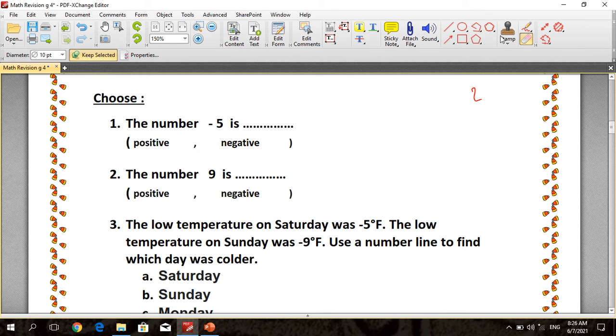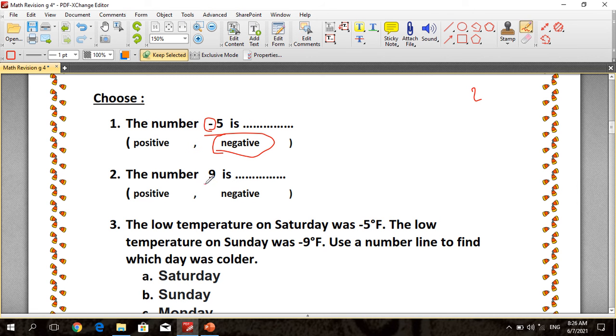But when we don't have it, this is a positive number. What's the negative number and what's the positive number? The positive number is the normal number that we know: 1, 2, 3, 4, and so on. But we also have negative numbers. What's a negative number? It's a number less than 0. So is this number negative or positive? It's negative, right? Because here we have the negative sign. Okay, let's see question number 2.